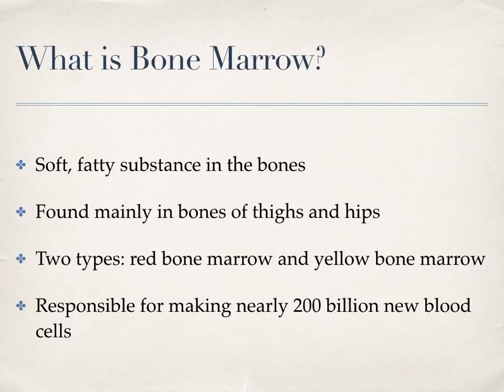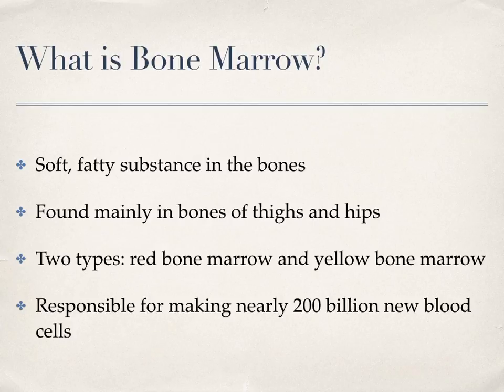There are two main types of bone marrow, red bone marrow and yellow bone marrow. The naming is indicative of the color, and the color is due to the components that make up each type of bone marrow. At birth, all of the bone marrow in the body is red, and with aging, that red marrow converts to yellow marrow.